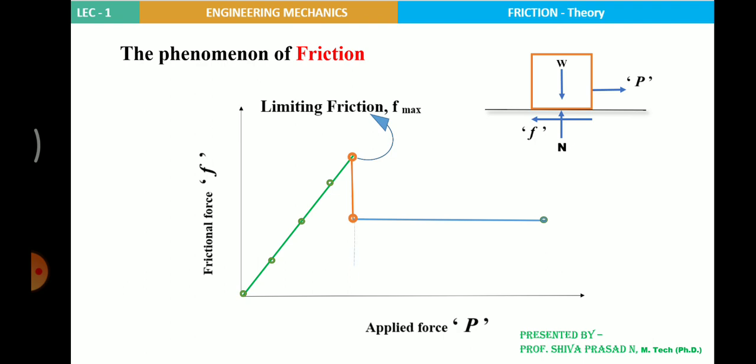So the first part would be from 0 applied force to a limiting value, that is, up to limiting friction. This portion is described as static friction, represented by Fs, and that portion of the graph after limiting friction is termed kinetic friction or dynamic friction, represented by Fk. So let's note the definitions of static friction and dynamic friction.